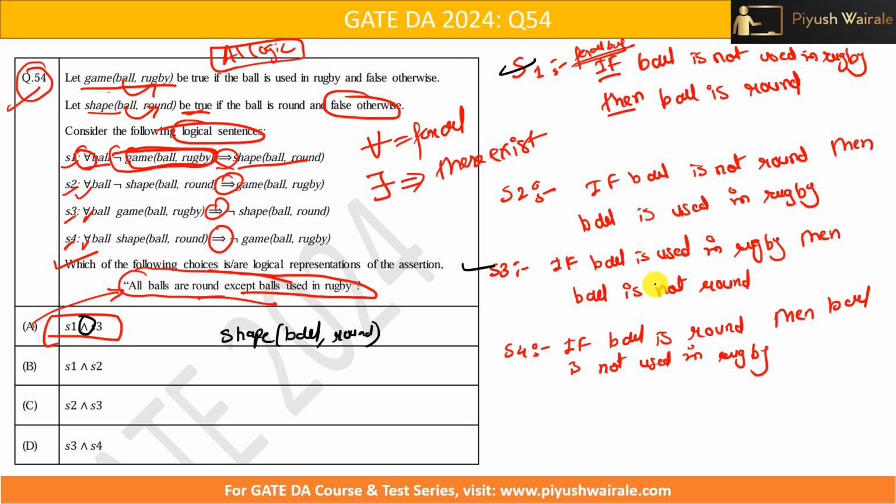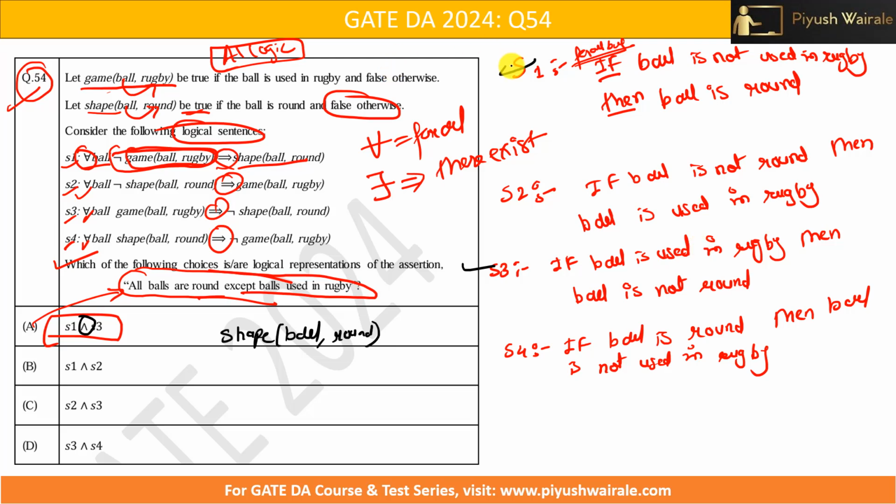Again, read the statement carefully. If ball is not used in rugby, then ball is round. So what do you understand by this? All balls are round except ball used in rugby. Okay. I cannot say that if ball is used in rugby, then it is round. No, that is not the correct one, right? So only this sentence is not sufficient. But if I say and if ball is used in rugby, then the ball is not round, right?